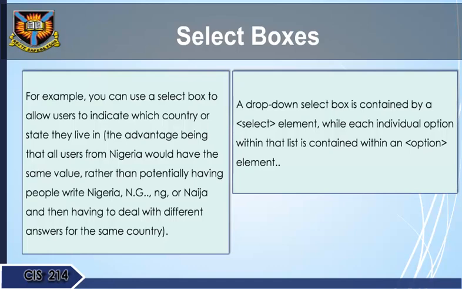A drop-down select box is contained by a select element, while each individual option within that list is contained within an option element.